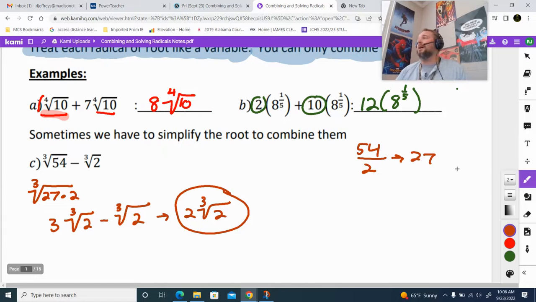So what we did, we were using this to help us reduce this. I divided 54 by 2 and got 27. I wrote it like this because I can actually take the cube root of 27. The cube root of 27 is 3. Now I have like roots that I can combine together.